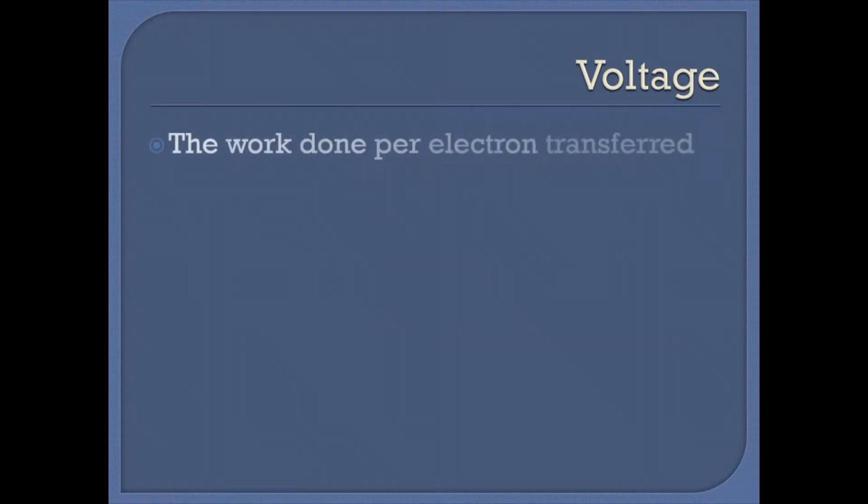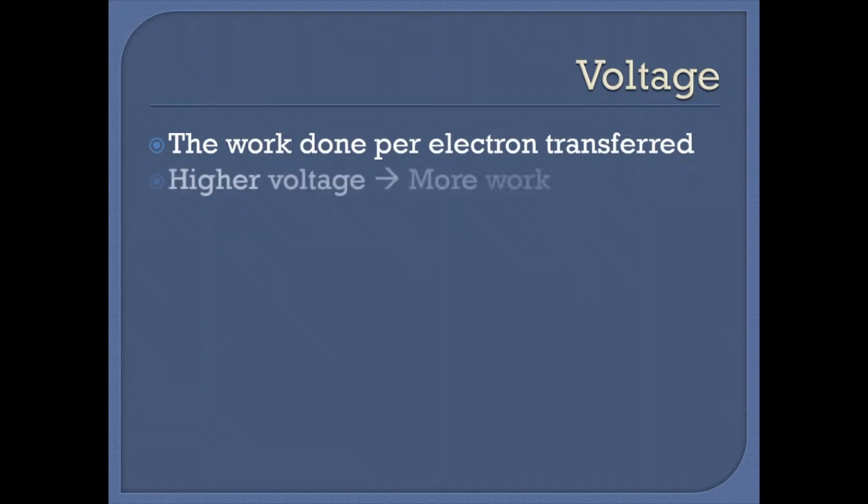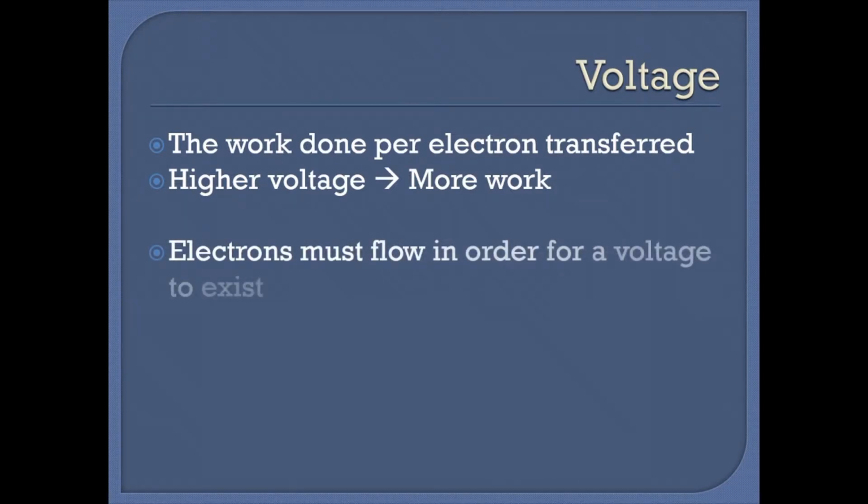Quick definition. Voltage, for those of you who had not taken Physics 12, is the amount of work done per charge. In the context of redox reactions, it's the amount of work done per electron. The higher voltage you have means the more work or energy the electron has available. Now, in order for voltage to exist, electrons must flow, or in other words, electrons must be able to move.